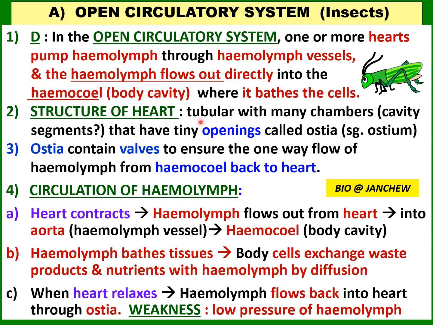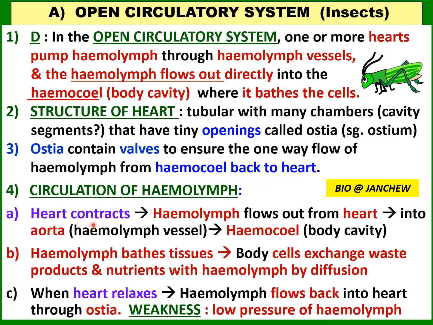Structure of the heart. It is tubular with many chambers. So the textbook uses this term, cavity segments, you can write it in brackets, that have tiny openings called ostia. Singular form is ostium. Ostia contain valves to ensure the one-way flow of haemolymph from hemocoel back to the heart.